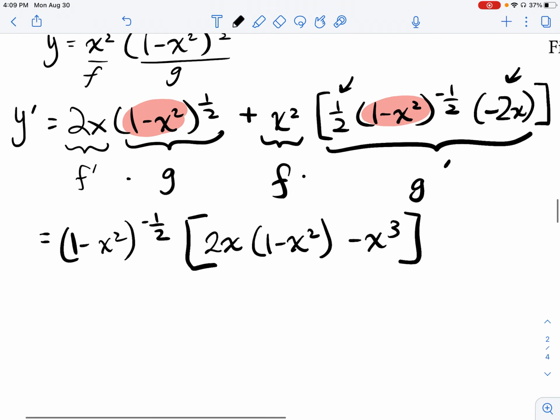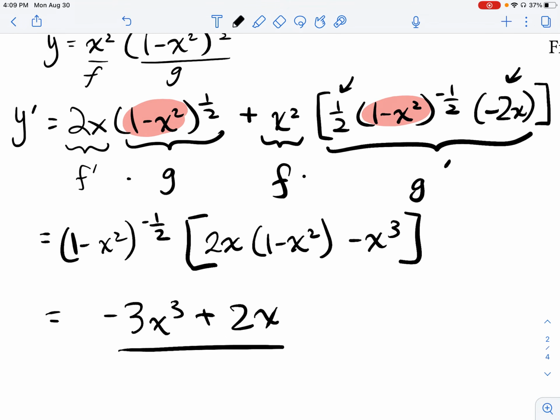So if I want to be really fancy now, I can simplify this as the following. Negative 3x cubed plus 2x, all of that over root 1 minus x squared. So there's our derivative. You can see how this may be much more efficient to work with later on if we're trying to do some applications with our derivatives.